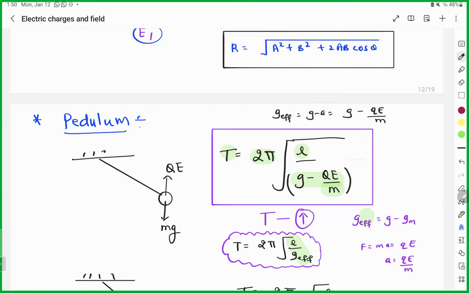Any doubt, guys? That's why we are considering this of the electric field. Understood, this G minus A? Yes or no? And this is the pendulum.